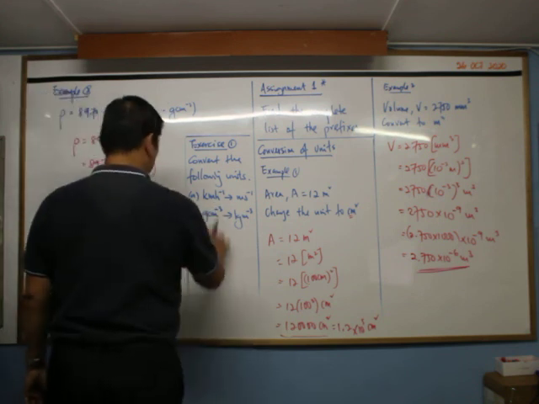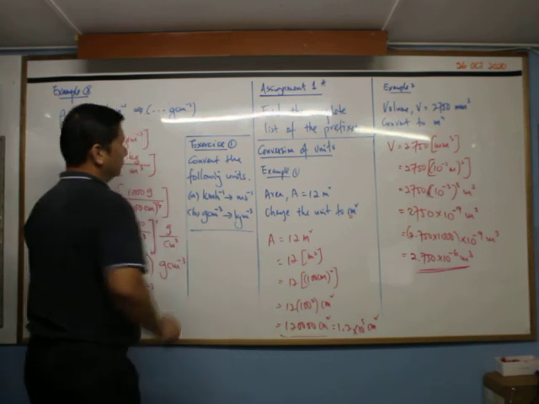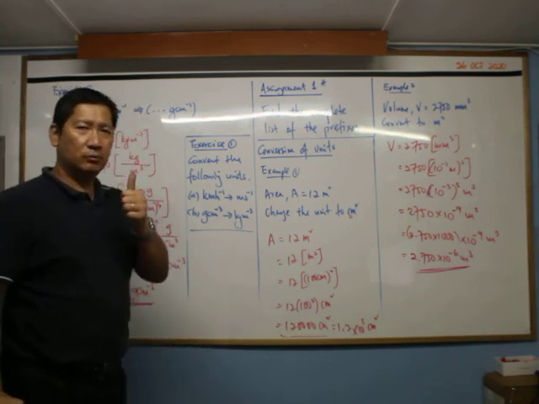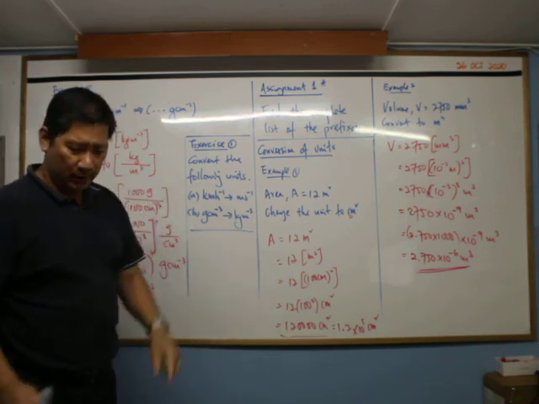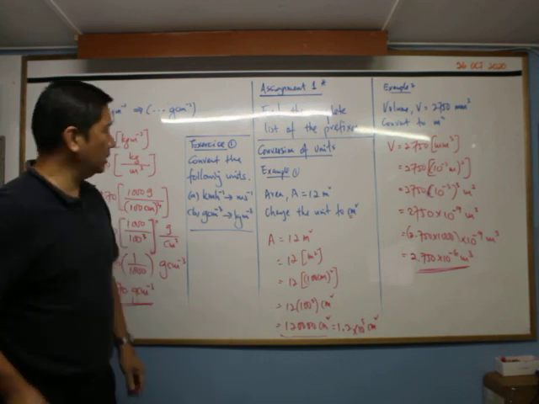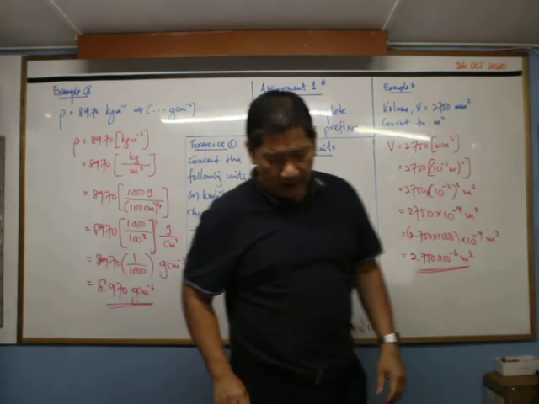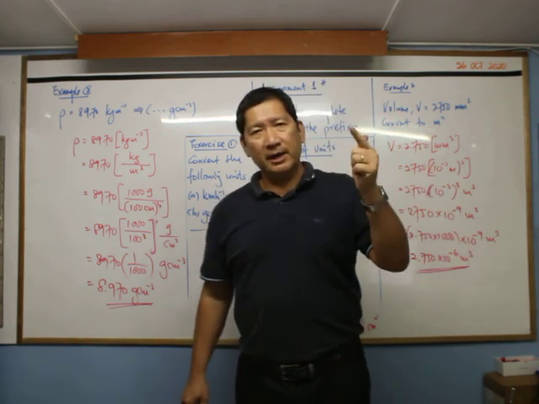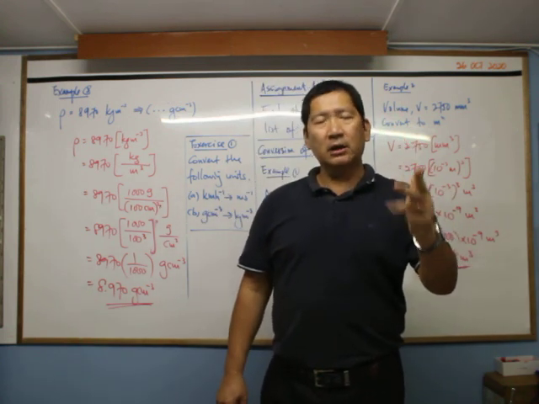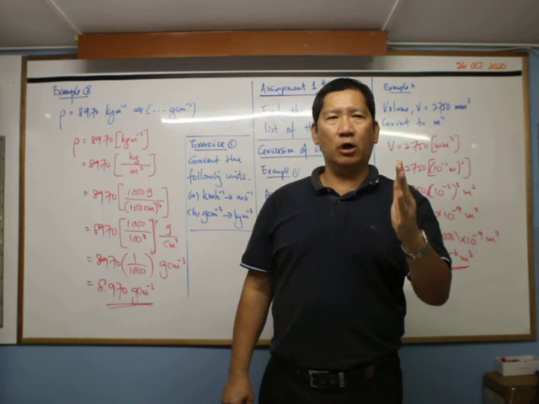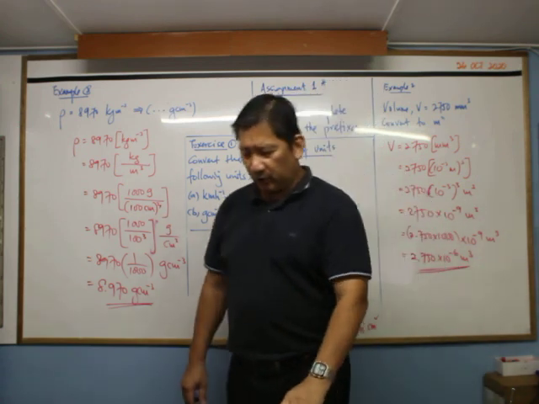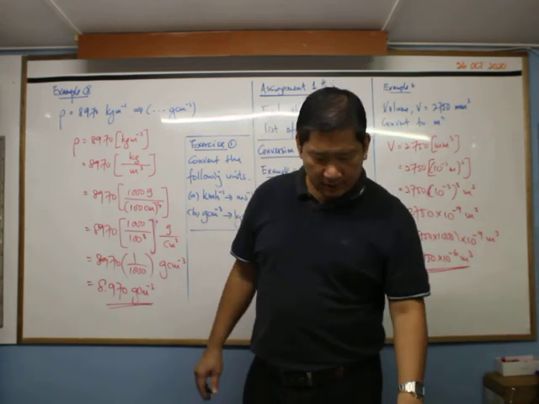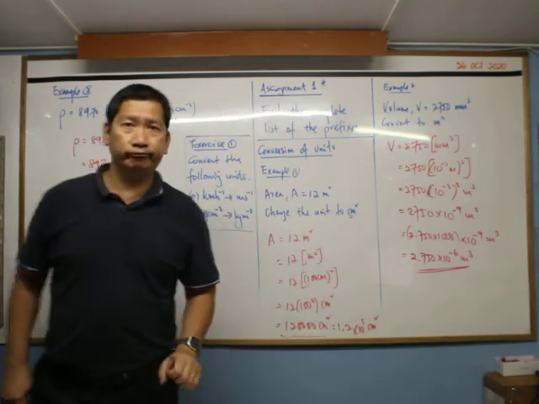So you have exercise 1 and also assignment 1. Alright, so that's it for chapter number 1. You have covered units, base quantity, derived quantity, prefixes, and also conversion of units. Wait for the long exercise. Okay, so have a nice day.